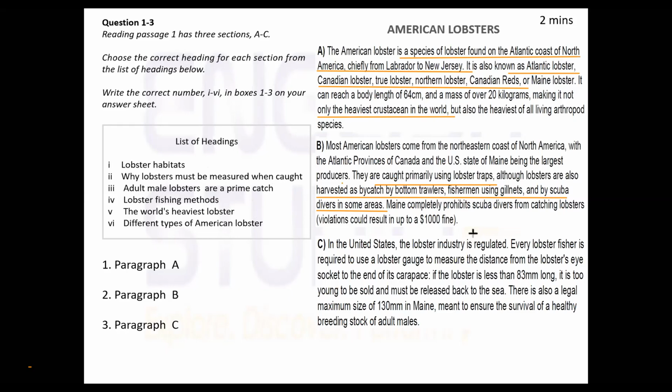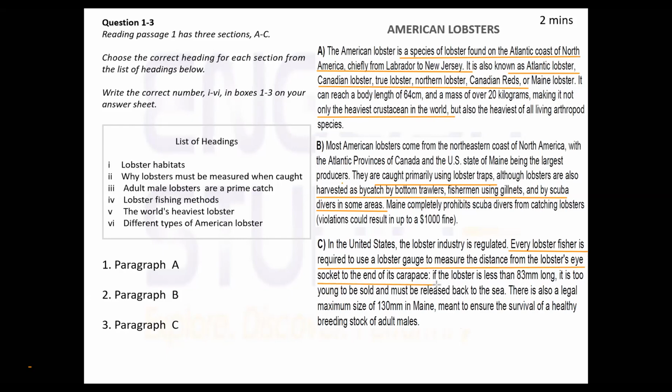Mr. Anam? Yes, Miss. Could you please explain? I guess paragraph C refers to heading number 2, why lobster must be measured when caught. Because in the sentence, it states that every lobster fisher is required to use a lobster gauge to measure the distance from the lobster eye.